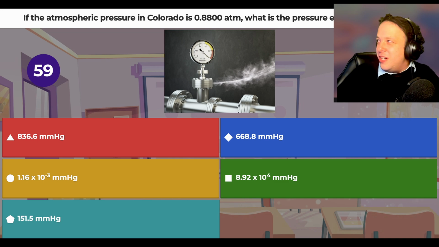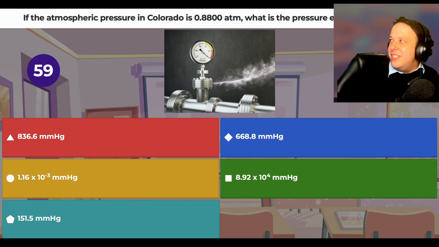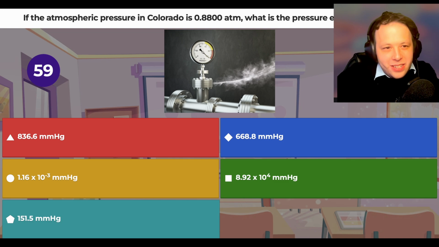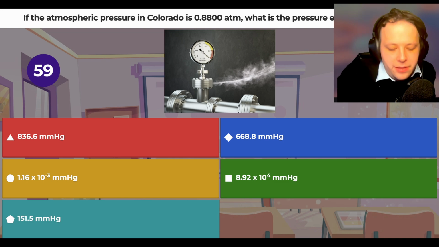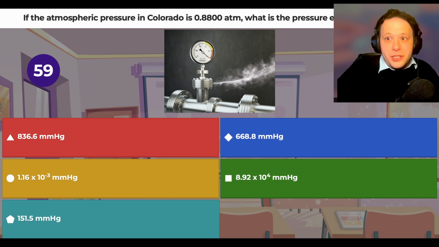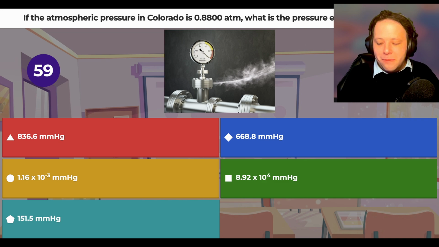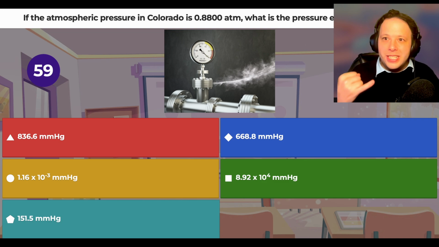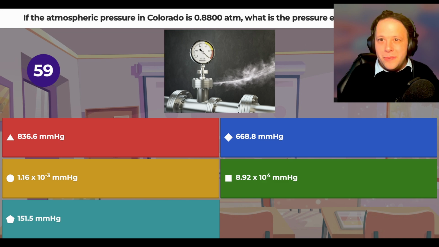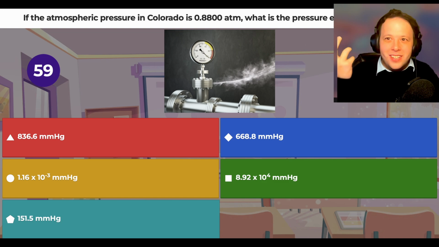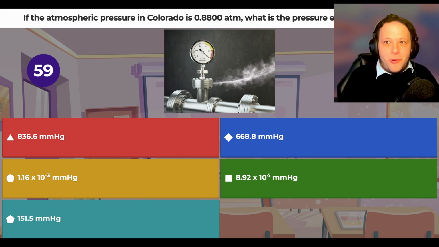Okay, if the atmospheric pressure in Colorado is 0.8800 atmospheres, what is the pressure expressed in millimeters of mercury? And like I said, you do have the yellow sheet for this one. So while you're going through this review, you're welcome to use your notes if you want to help you figure out where things are. But if you want to push yourselves, only use the yellow and the solubility sheet, and maybe even your note card if you're really ambitious. Or maybe write things down if you're like, ooh, I'm going to put that on my note card. It's always a good idea.